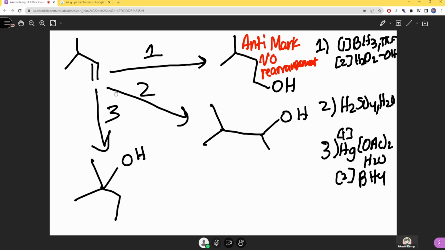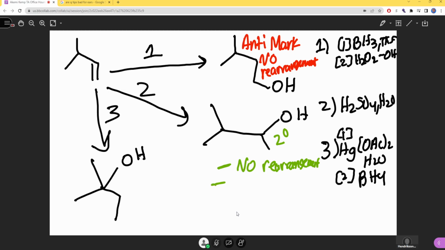Now, let's look at 2. What happened? Where did OH end up? On the more substituted side? So let's just say secondary position. It ended in a secondary position. So do you think there was any rearrangement? No, no rearrangement. That carbocation has stayed in a secondary position after bond breakage.